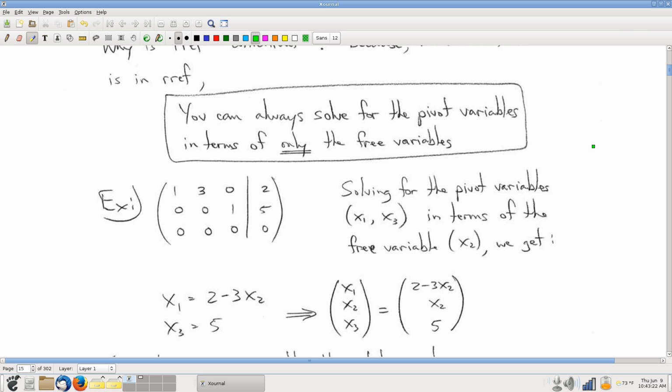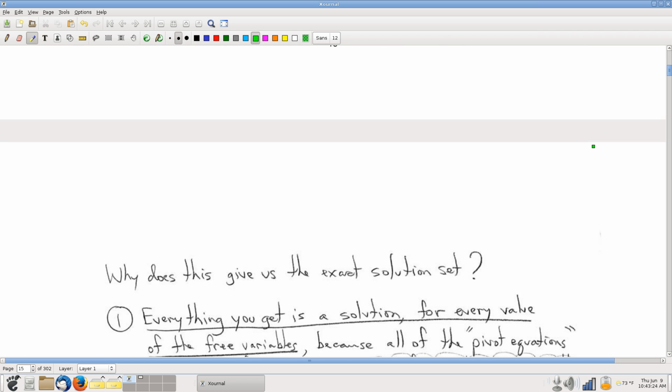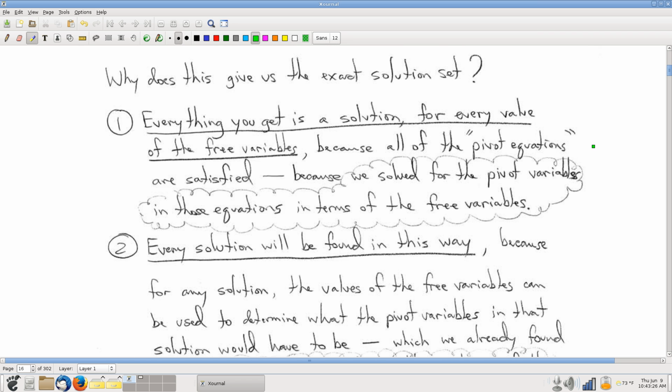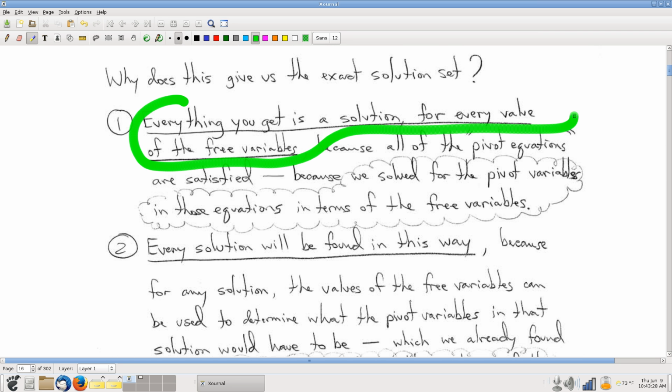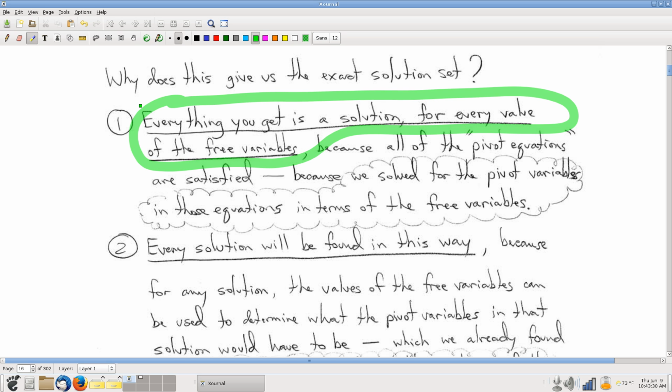So, how does that answer these questions for us? How do I know? We worried about this earlier. How do I know that everything I find by this method will be a solution, no matter which free variables I plug in? And the answer to that question is very simple.